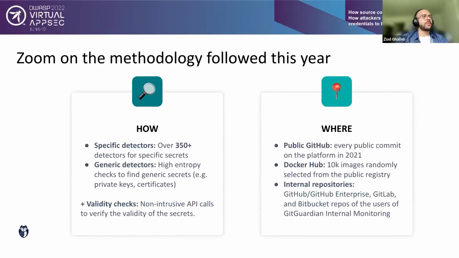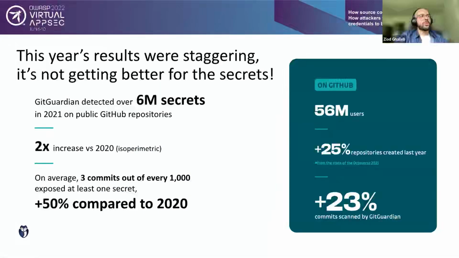Now, let's take a look at the results. So the results were staggering, and this year was worse than the previous one. So it's not getting better for the secrets, really. GitGuardian detected in total over 6 million secrets on public GitHub repositories. And that's a twofold increase versus the previous year. Now, we're taking a look at the same perimeter because from one year to the next, of course, we add more and build more detectors. So looking at the same perimeter, it was a twofold increase. But looking at the new perimeter with the new detectors, it was actually a 3 times increase.